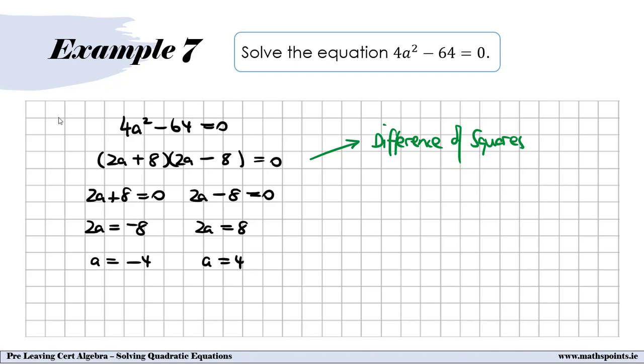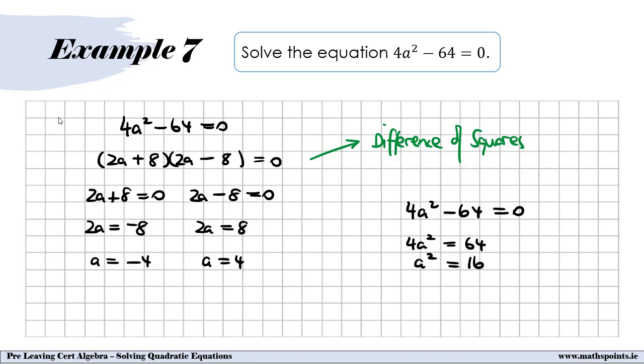So some people might see this next method as being a much easier option, and it might be the option that you spotted first. If we had 4a squared minus 64 equals 0, I could have just kept the 4a squared term on the left, added a 64 to both sides to get a 64 on the right hand side. I'm going to divide both sides by 4 to give me a squared equals 16.